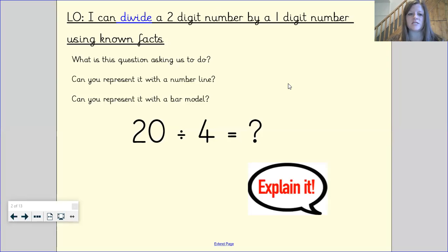So those of you that did yesterday's lesson, can you represent this question using a number line? Can you represent it using a bar model? And can you represent it in any other way? So just pause this video on a piece of paper, or if you've got a workbook, just practice what this question is asking us to do. Represent it for us.